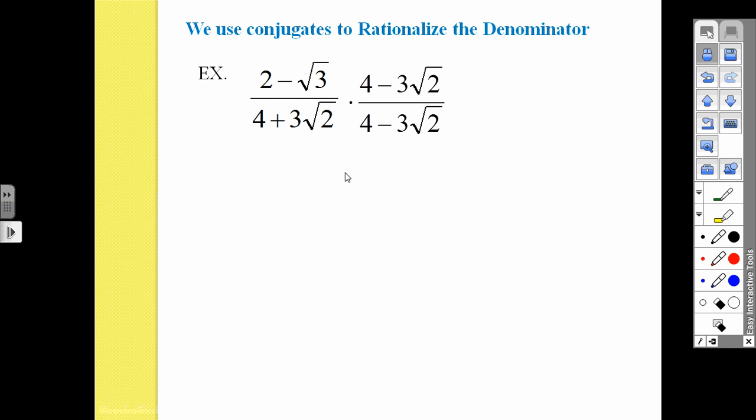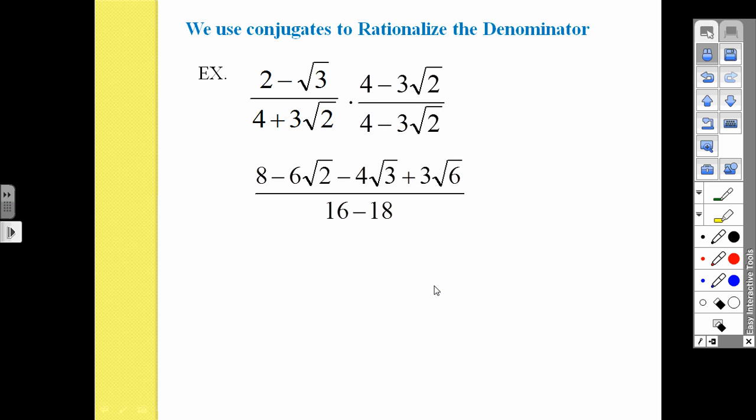Now, this is going to be messy because in the numerator, we have to FOIL all that out. These are going to get multiplied together. So 2 times 4 is 8. We have the negative root 3. The 2 times the negative 3 root 2, and you get negative 6 root 2. Negative root 3 times 4 is negative 4 root 3. The negative root 3 times negative 3 root 2, that's a positive 3 root 6, because the 3 and the 2 get multiplied together.